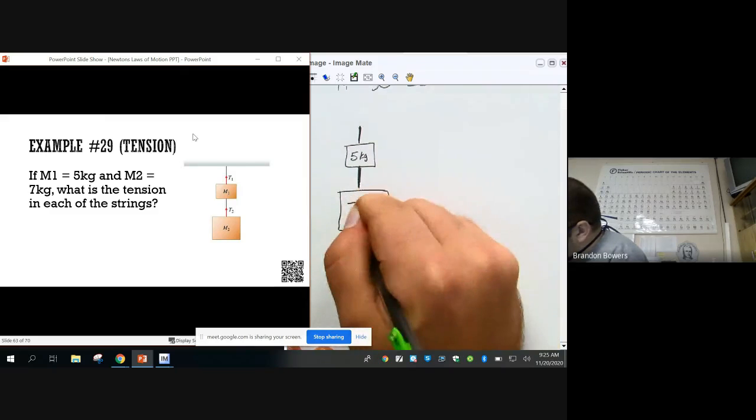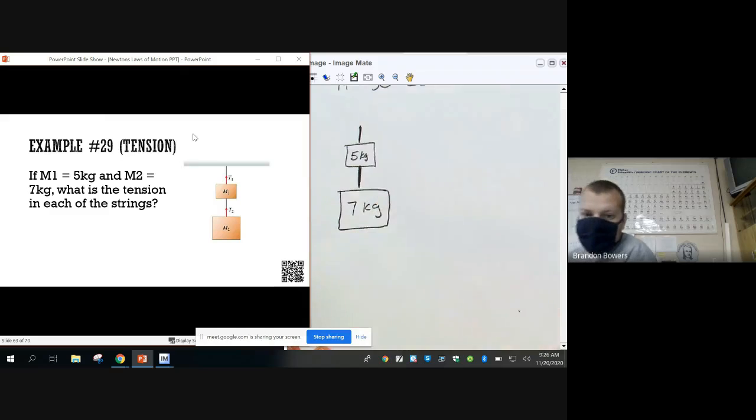Your pencil lead is so dark. 7 kilograms. Say what? Your pencil lead is so dark. Thanks.